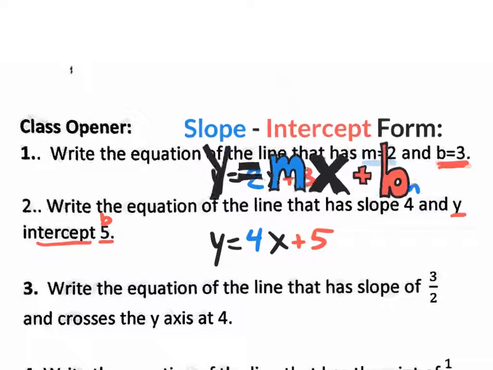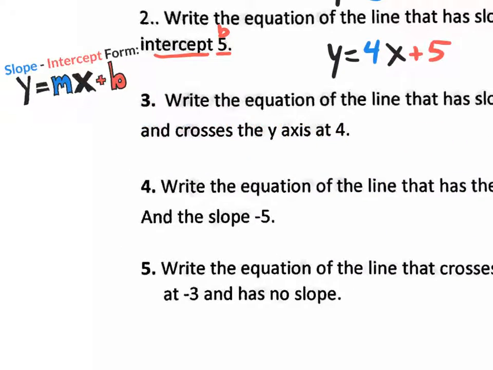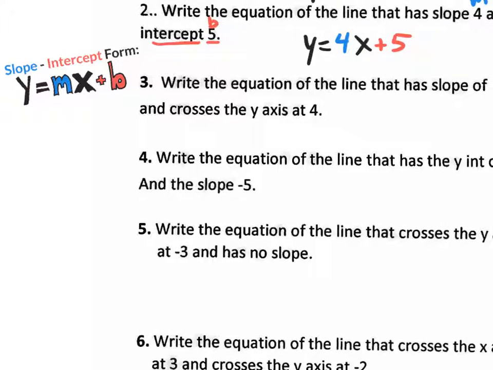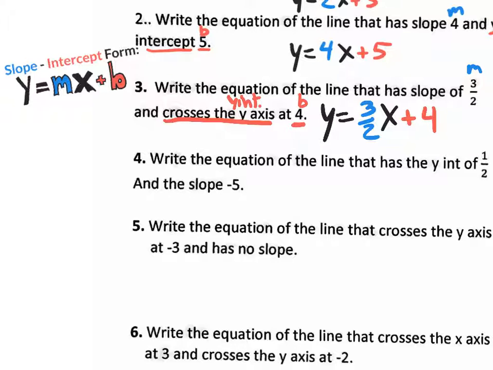Let's continue on to number 3. Number 3 says, write the equation of the line that has a slope of 3 over 2 and crosses the y-axis at 4. So y equals mx plus b. What's the m? The m is 3 over 2, of course with an x. And then plus b, that's plus the y-intercept value. If they tell you in words that it crosses the y-axis, that's really the y-intercept value, the b value. So they're giving you the b value of 4, and there's your equation, y equals 3 halves x plus 4.